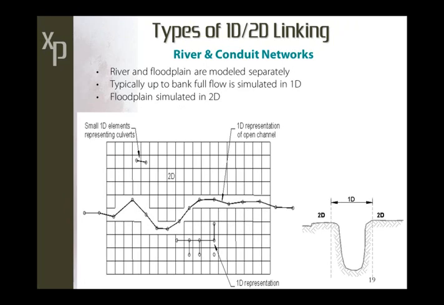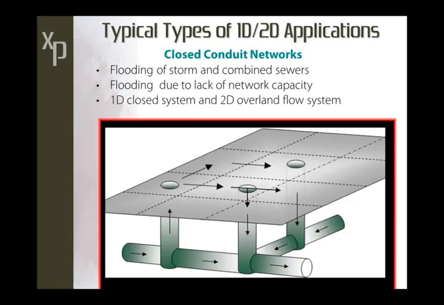Now, the types of 1D 2D linking. If you see here our example, we have our 2D grid with our 1D channel going through the middle. The 1D channel area is blocked out in the 2D grid, so as to not provide a doubling of storage area. If we have our 1D channel blocked out, we can have our underground closed conduit network connected at nodes, but those cells do not need to be blocked out, as you'll see in the next slide. So our closed conduit underground network can be connected to the grid at nodes, and so you can see the way the flow can travel between the two systems.